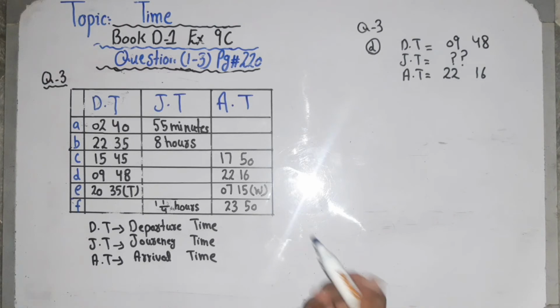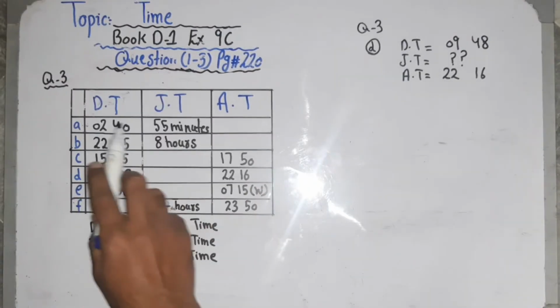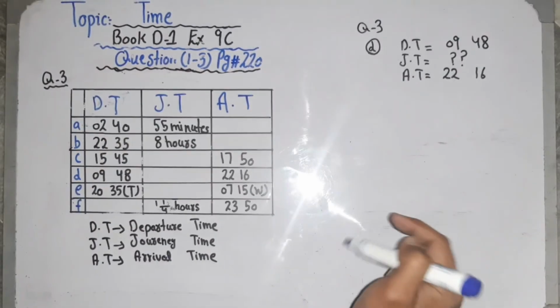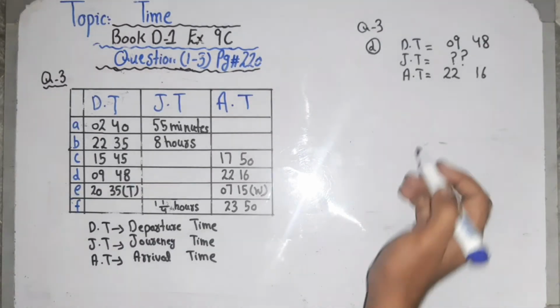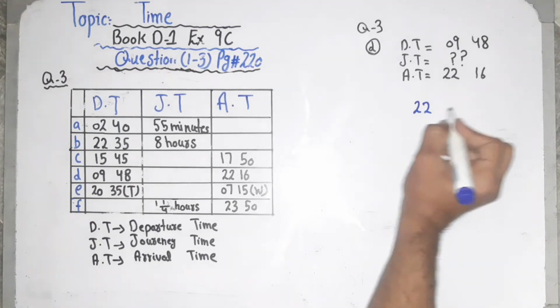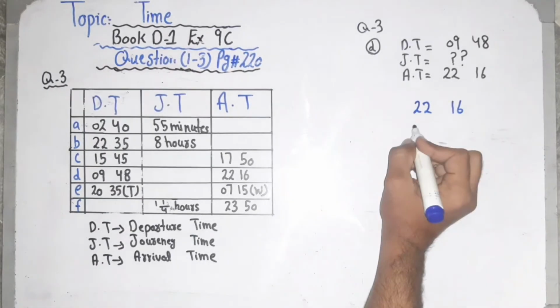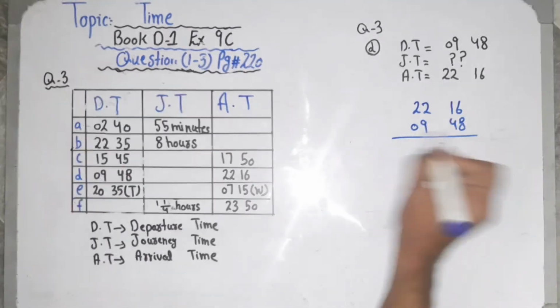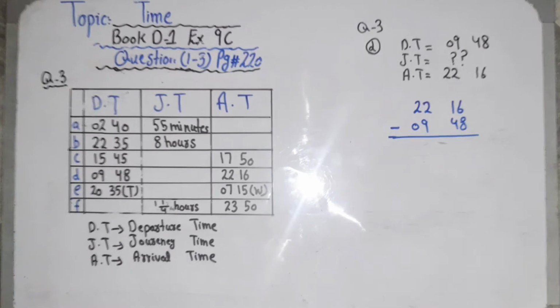As I told you earlier, जब arrival time find करना, you have to add departure time and journey time, and when you have to find the journey time, you have to subtract departure time from arrival time. So arrival time में से आपको departure time minus करना. So what is arrival time? 22:16, and what is departure time? 09:48. So here we'll write minus.